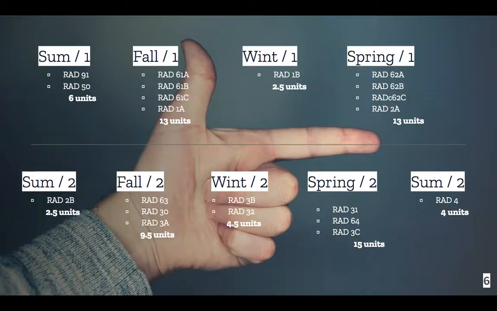Now, the program looks like this. It is a 2-year program. They only have one admission every year, and so they admit 30 students every summer. So you can see the program would start in the summer and you would take 6 units, and then you would move on to the fall where you're taking 13 units. Winter, another 2.5, and then spring, 13 units. And so you can see it's 2 years and it's full time for those 2 years.